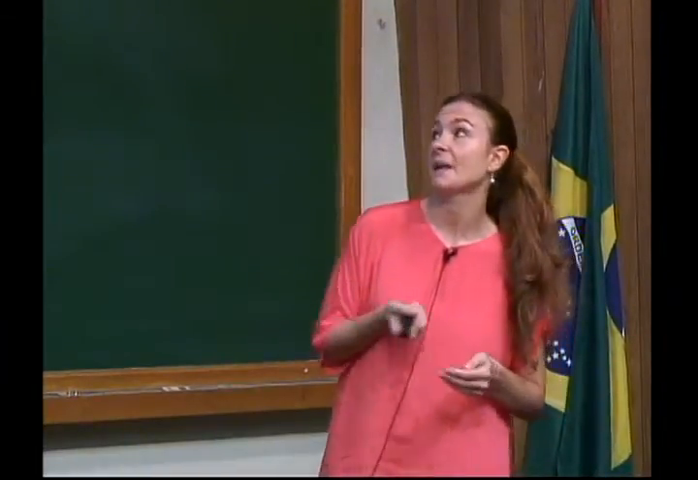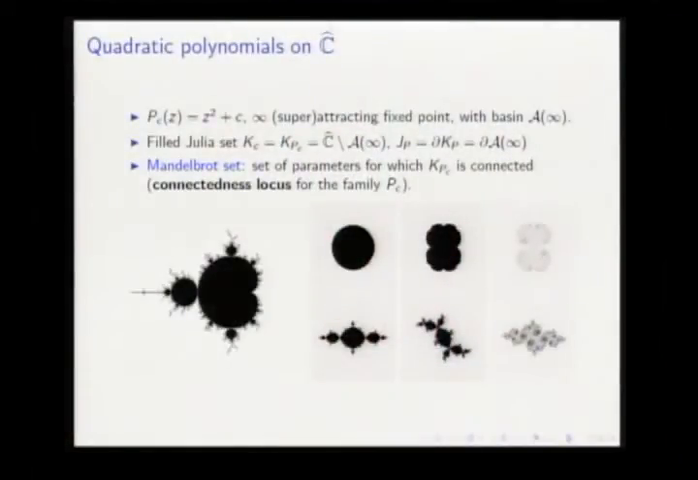The first two slides are mainly for showing pictures. As I guess everybody here knows, if we consider the quadratic family, z squared plus c, then infinity is a super attractive fixed point, and we can define the filled Julia set as the complement of the basin of attraction of infinity. And the Julia set is the boundary of the filled Julia set. Here there are some examples of filled Julia sets. And the Mandelbrot set is the connectedness locus for this family, which is the set of parameters for which the filled Julia set is connected.